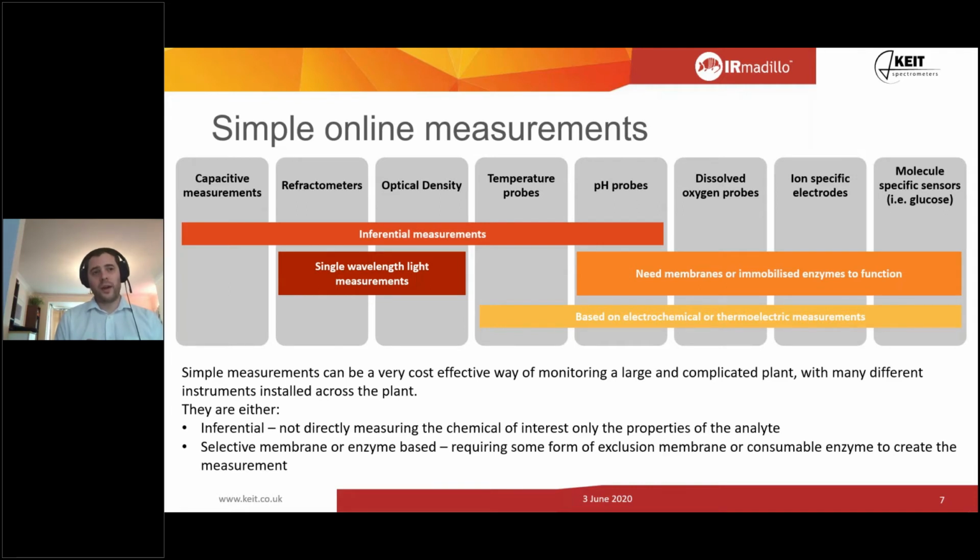So if you've got very tight control and you know that you've got complete control over temperature, that's a really good type of measurement. If you don't have control, these measurements start to fall over.